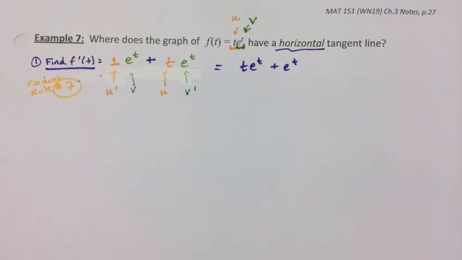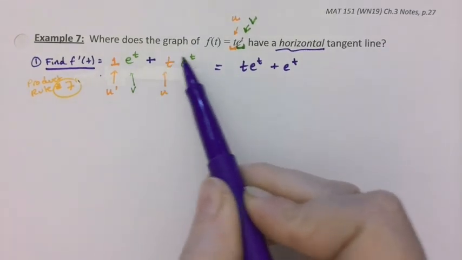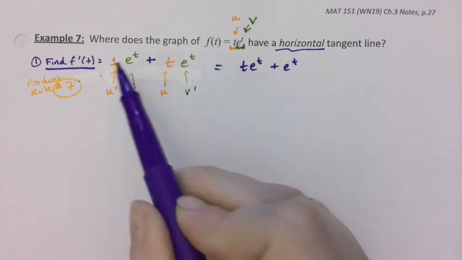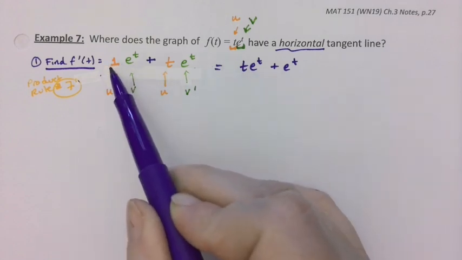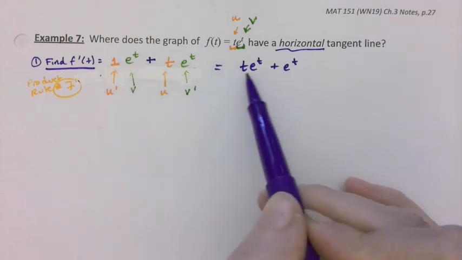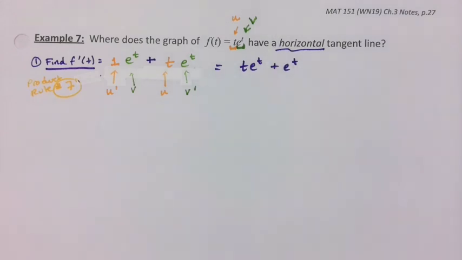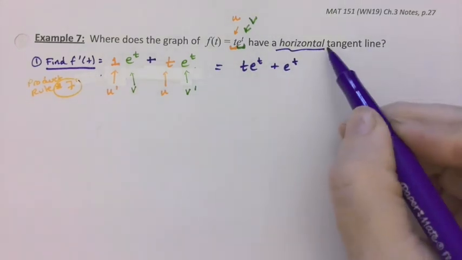And then I just kind of cleaned it up a little bit. We generally put the one with the variable in front, so I put it in front, and nobody writes 1 if they don't have to. This was not necessary. You didn't have to come over here and do this. But it helps. So now I want to think about a horizontal tangent line.